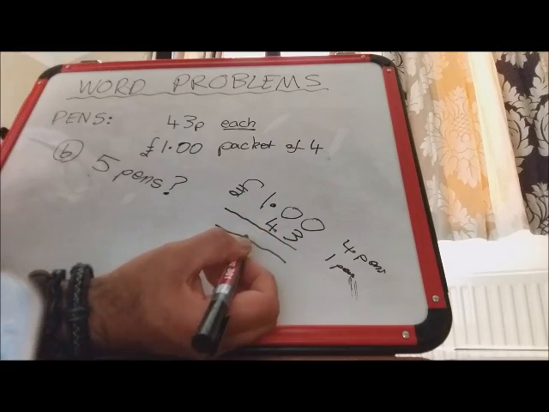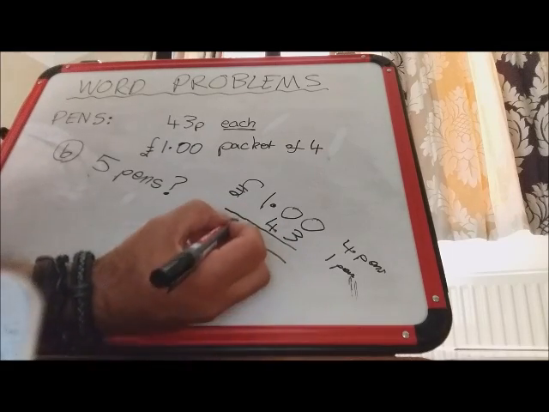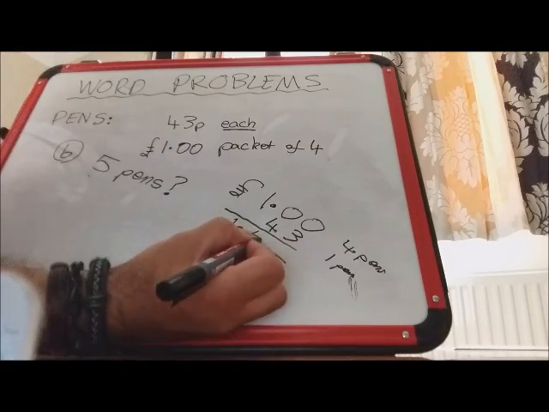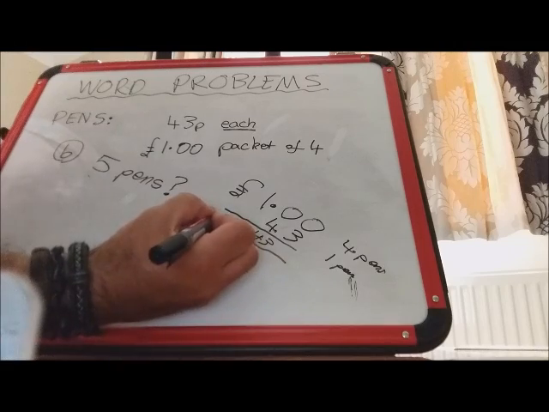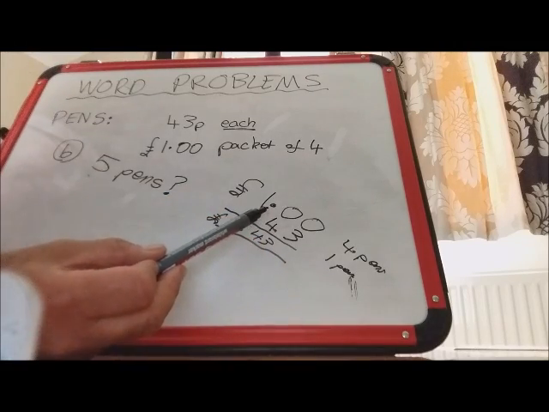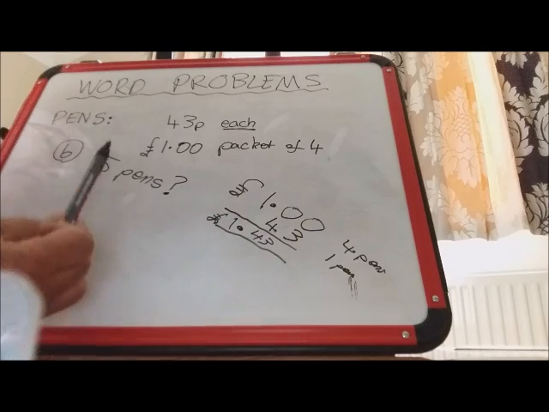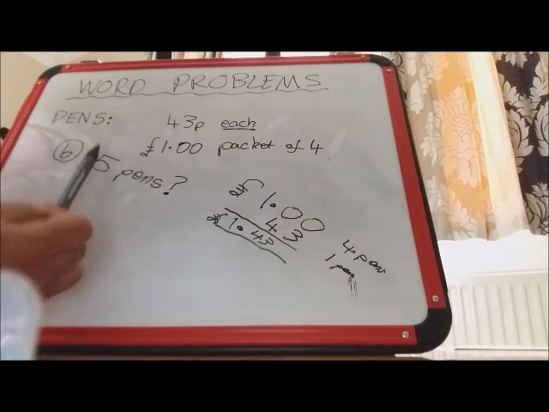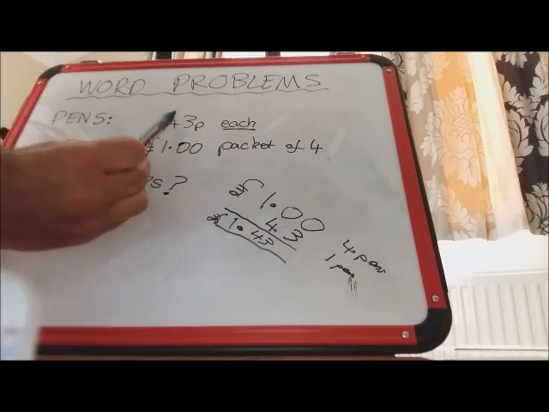In fact, we don't need to do this, do we? £1 plus 43p is £1.43. So really it's not the addition that they're looking for here. What they're looking for is, do you realise that for 5 pens you'd buy a packet of 4 and then a single pen?